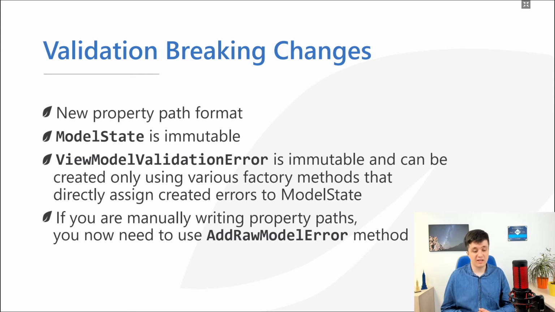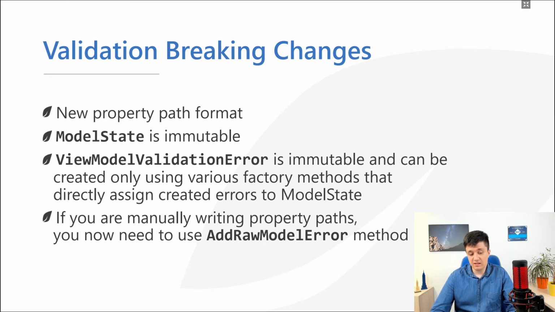The next breaking change is that the ViewModelValidationError, our class for holding validation errors, is immutable as well. But yeah, I don't really believe that many users were actually changing those errors once they were made by our factory methods. So this shouldn't be an issue for many users as well.